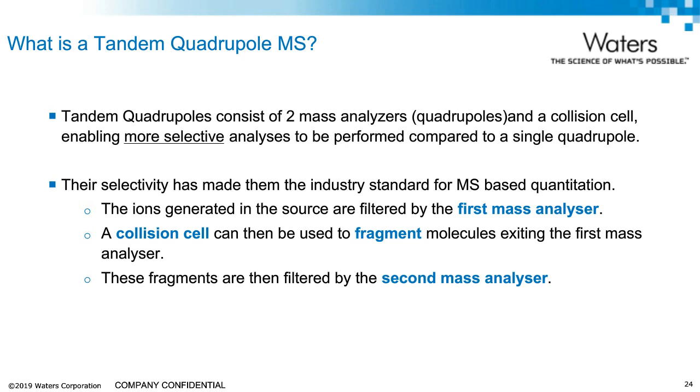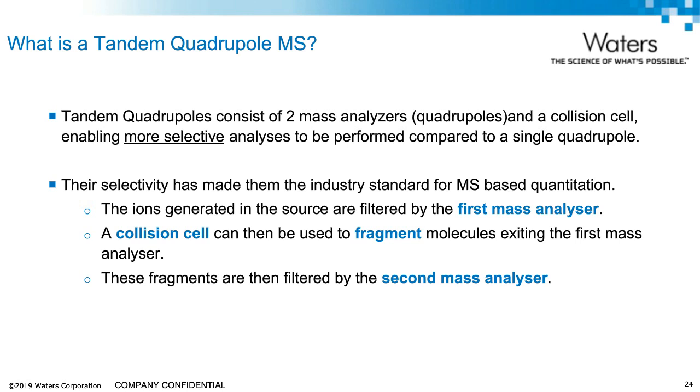However, it should be noted that most vendors use the term triple quadrupole because their collision cells are actually made of a quadrupole. Others, more modern designs, use a different device to fragment masses of interest. So technically they are not triple quads. We will refer to those as tandem quadrupoles.